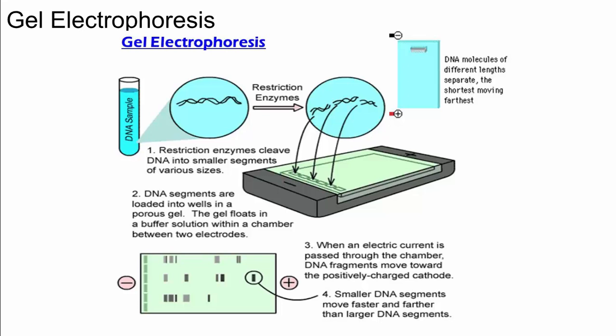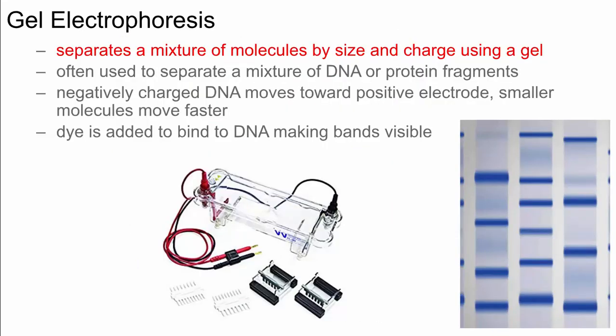from negative to positive. Now, small pieces of DNA can work their way through the gel very quickly, and they go far. Large chunks of DNA can't go through as quickly, so they don't go as far. So it produces a pattern of bands in the gel. You stain it, and you can see the bands. And then you can compare the bands to see how these DNA samples vary.